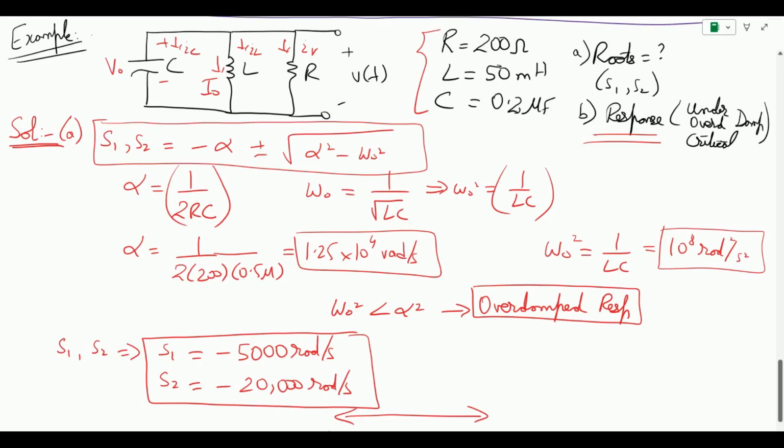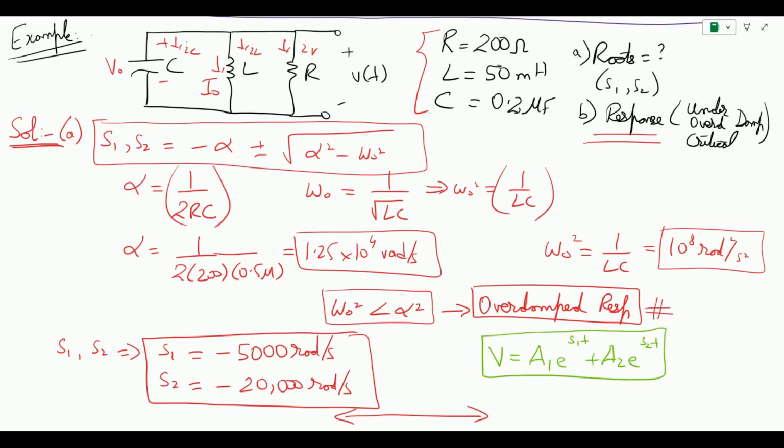And we have seen whether the response is underdamped, overdamped, or critically damped. The response is overdamped because the resonant frequency omega naught is less than the Neper frequency. Similarly, if we are asked to find the voltage of this circuit, we can proceed by applying the basic equation of voltage, which is A1 e raised to power s1t plus A2 e raised to power s2t. We already know the roots s1 and s2, but we still need to find A1 and A2. In the coming lecture we are going to look into how to find these constants A1 and A2.